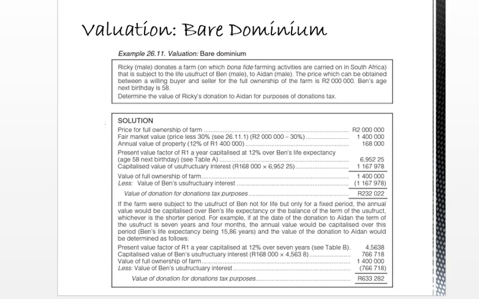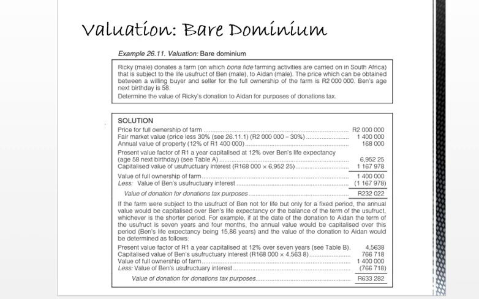Okay, and then in this example here, they do the same, but now it's a fixed period of, they say, 7 years and 4 months. So in other words, that is a lesser amount. So we're going to have a look at table B, table B at 7 years, and then if you calculate that, then you'll find that the value of the donation for donation tax purposes will then be 633,282.